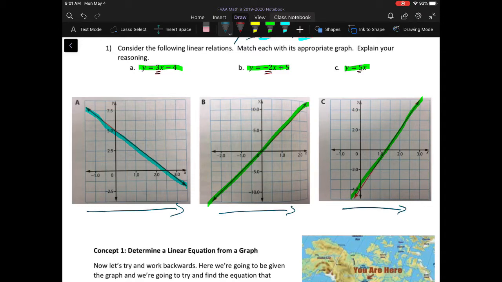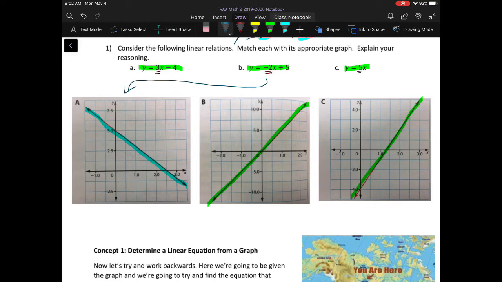This gives us an indication of our rate of change here. So y is equal to negative 2x plus 5 would be graph A there, because of that negative slope, the line slopes downwards left to right. And B and C could be the equation y is equal to 3x minus 4 or y is equal to 5x. We have to figure out which is which for B and C. But they both slope upwards, so those are positive slopes, positive rates of change.